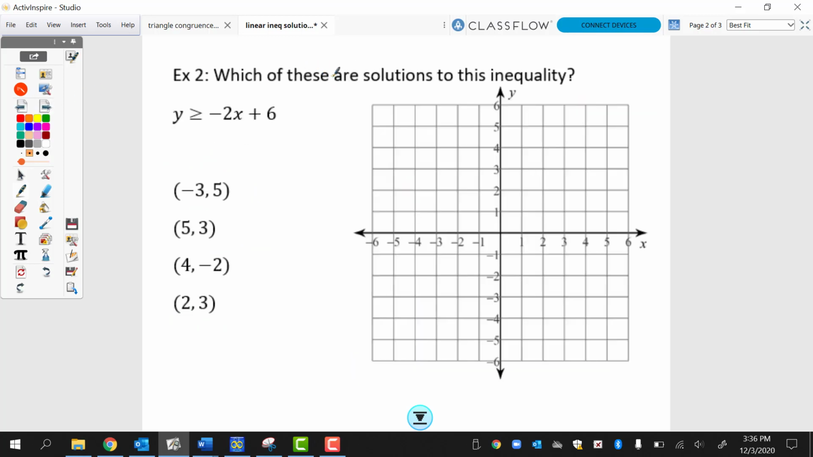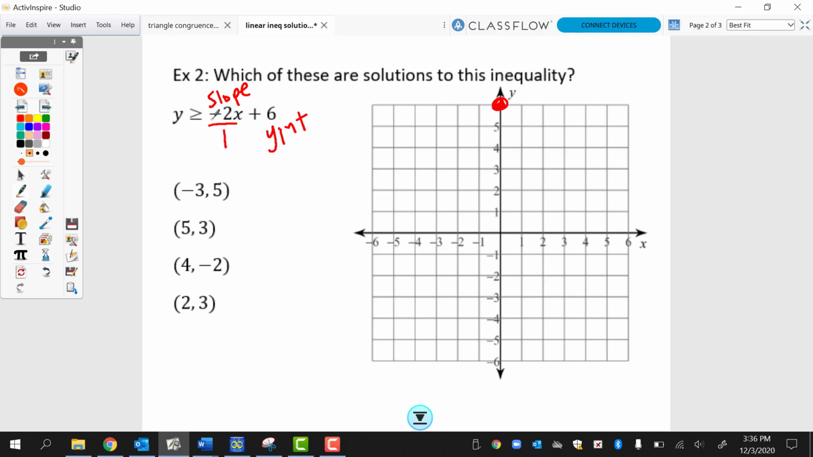All right, let's look at the next one. Number 2, which of these are solutions? So this time they gave you the inequality, but they did not graph it for you. So you have to be able to graph this on your own. To graph it, we start with our y-intercept. In this example, our y-intercept is positive 6. So I'm putting my first dot on positive 6 up there. And then my slope is negative 2. I make it a fraction by putting it over the number 1.